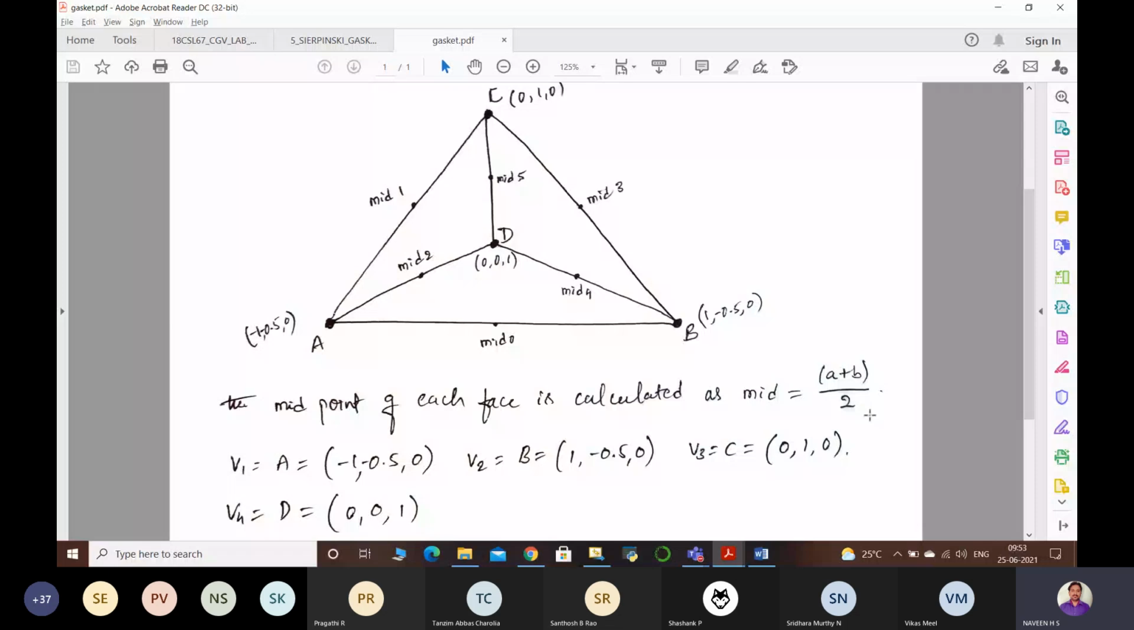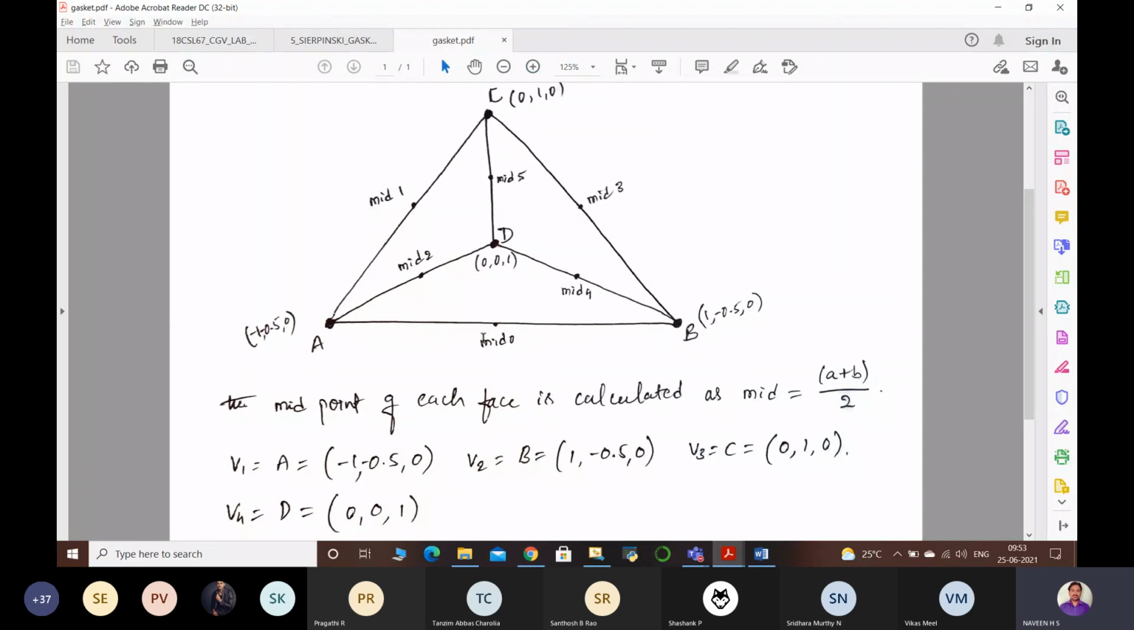If you do, obviously you will get the midpoint. So same concept, only here I'm going to apply it for my triangle or tetrahedron. Just look at this. I have identified some of the vertices with predefined values. So suppose this is my vertex A, with the values minus 1, minus 0.5, 0, and B is with 1, minus 0.5, 0, and similarly followed by C and D.